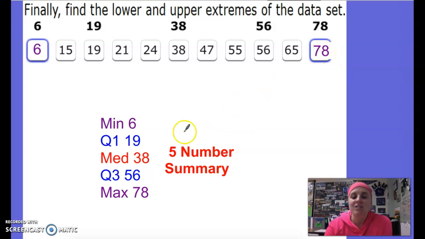We can see here that this is called our 5-number summary: minimum, first quartile, median, halfway, third quartile, and max value. So again, we will call this the 5-number summary.